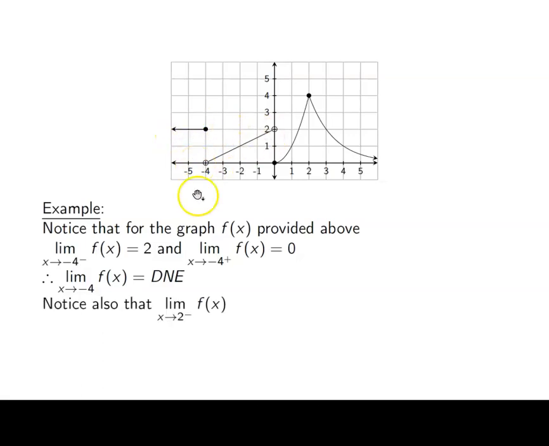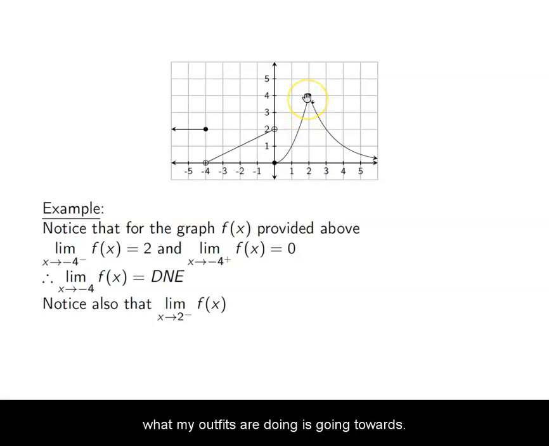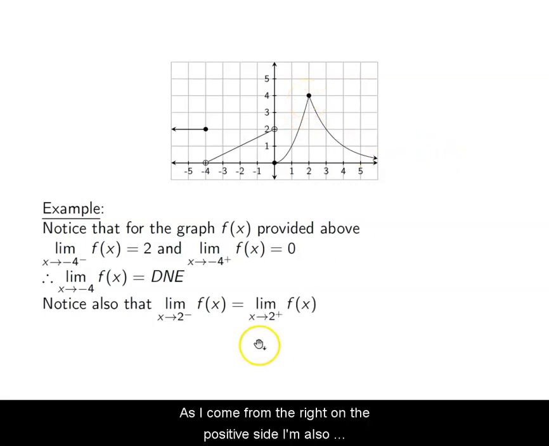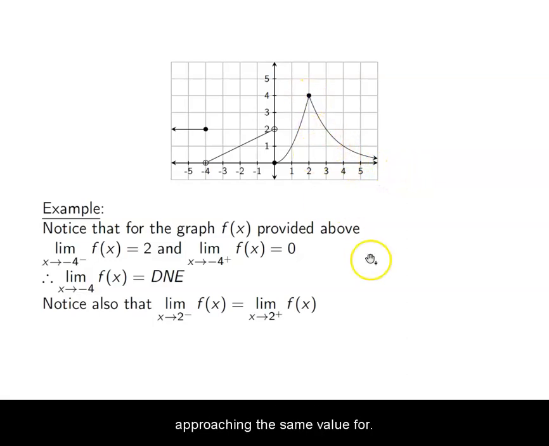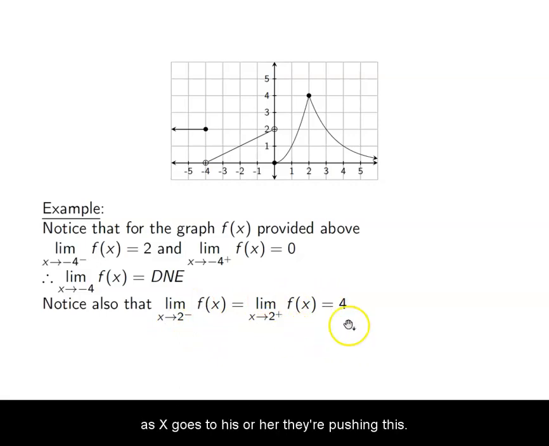Now let's look at what's happening at positive 2. If I approach 2 from the negative side, this is what my outputs are doing. It's going towards 4. And as I come from the right, from the positive side, I'm also approaching the same value, 4. The left and right side limits agree with each other. They're both going to the same value, so that means that my limit as x goes to 2 is 4, because they're approaching the same value.